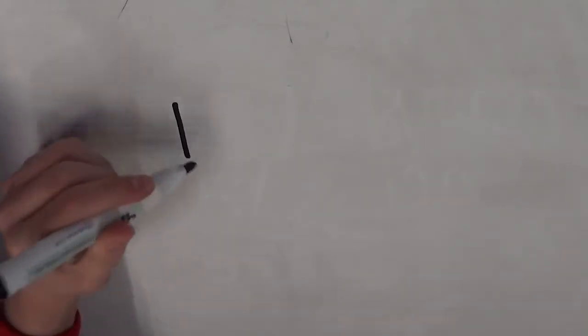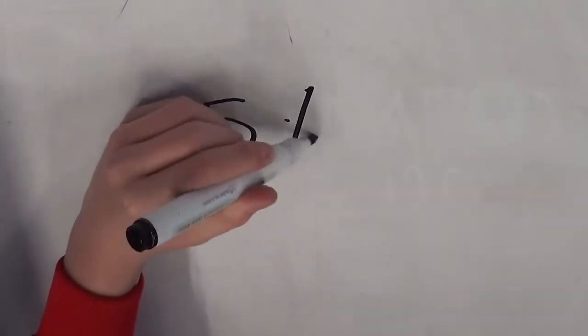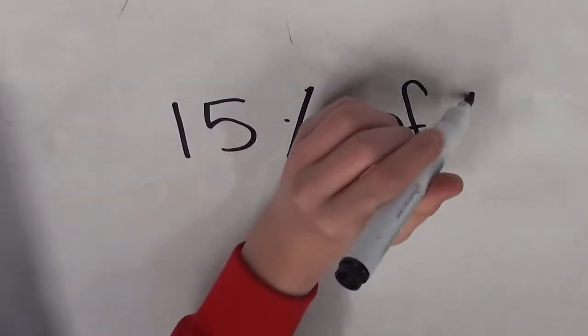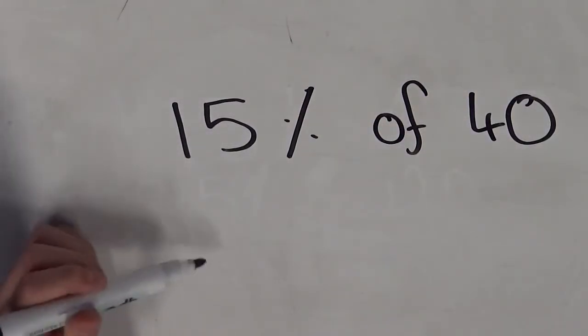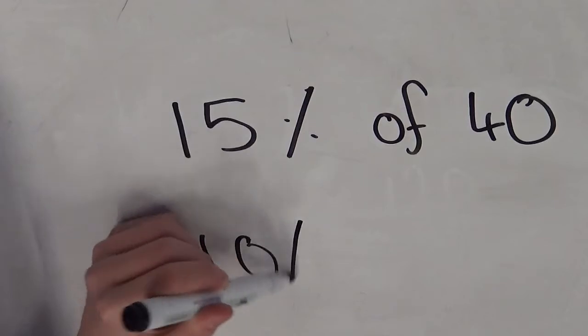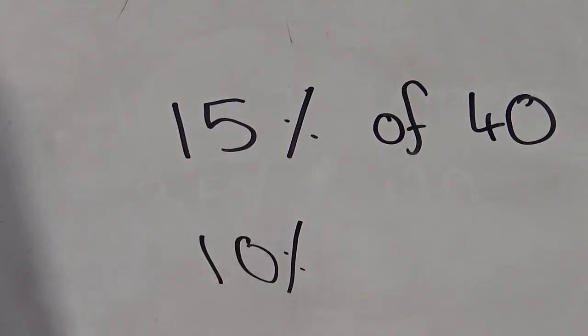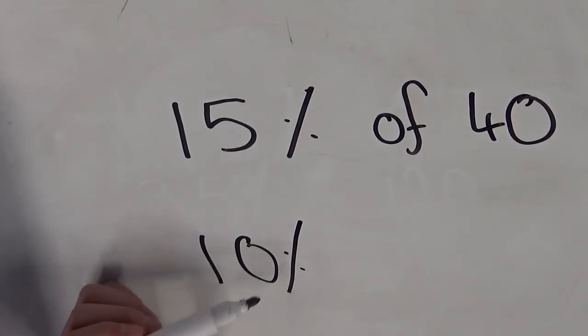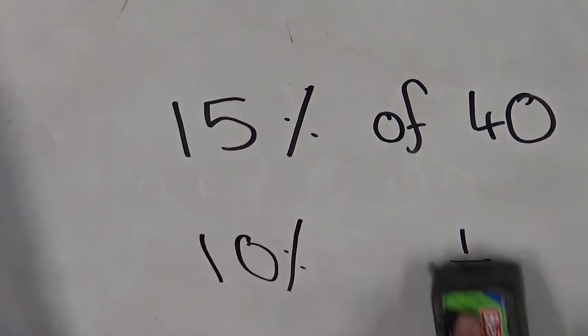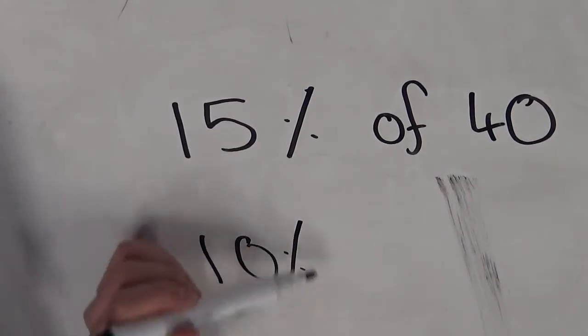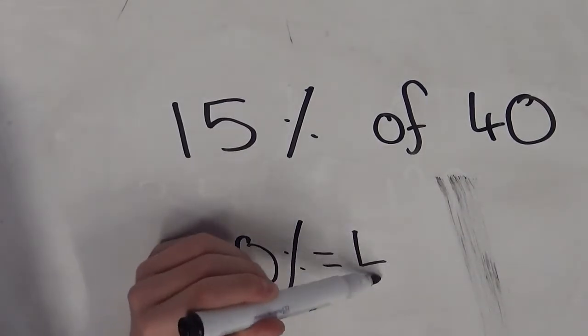Percentages of amounts. Let's start off easy with 15% of 40. Firstly, we will have to find 10%. This is very easy. All we have to do is do 40 divided by 10, and we do this because 10% is actually 1/10. So 40 divided by 10 would be 4.